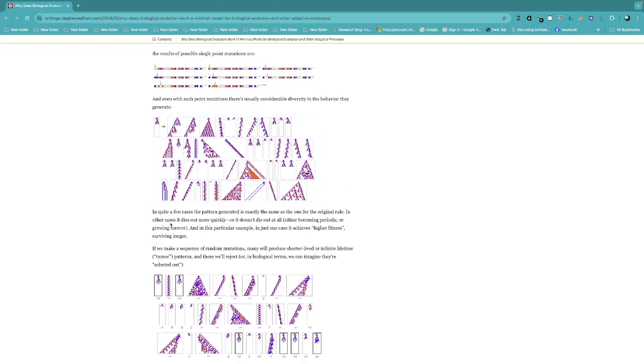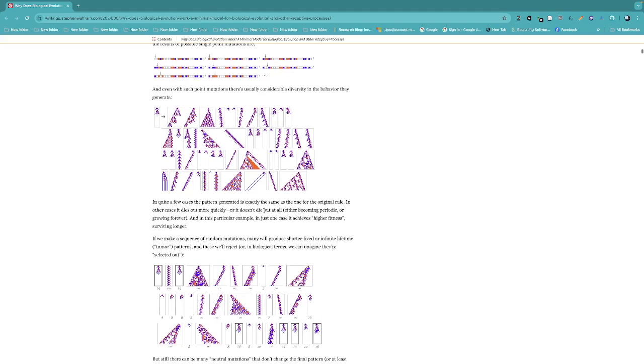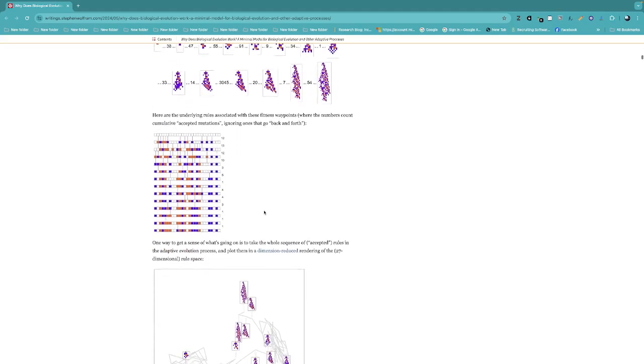In quite a few cases, the pattern generated is exactly the same as the one for the original rule. In other cases, it dies out more quickly, or it doesn't die out at all. So we're working on this approach using cellular automata called the EMCA approach, and it's using these one-dimensional automata. And we're finding some similar results. And I find this interesting not only because he's doing some experiments with minimal cellular systems, but because we've seen similar results in some of the work we're doing. So this is an interesting article.